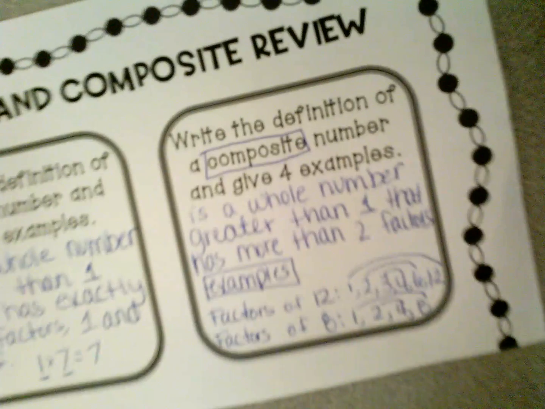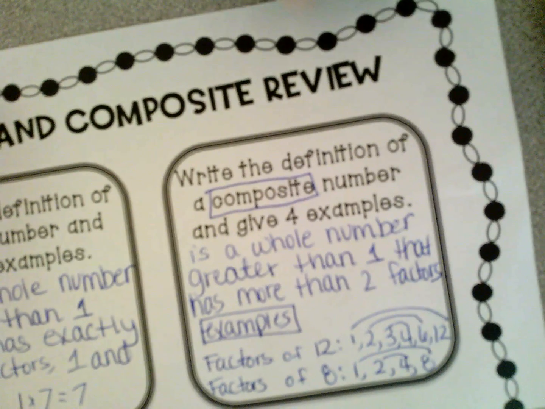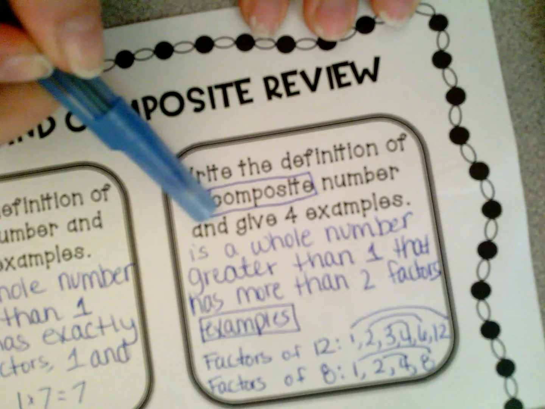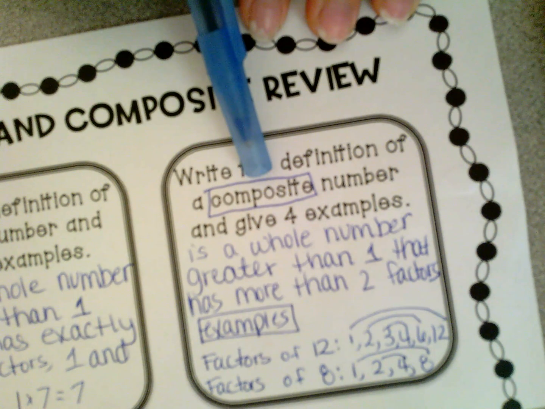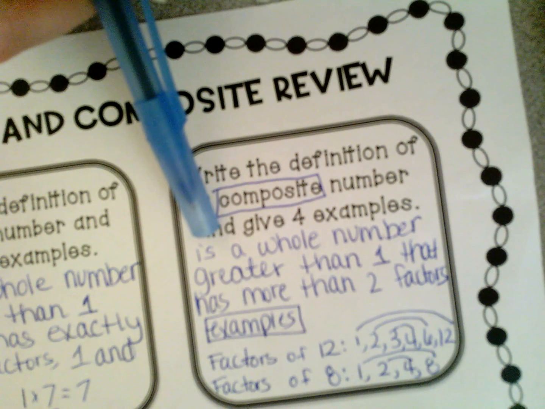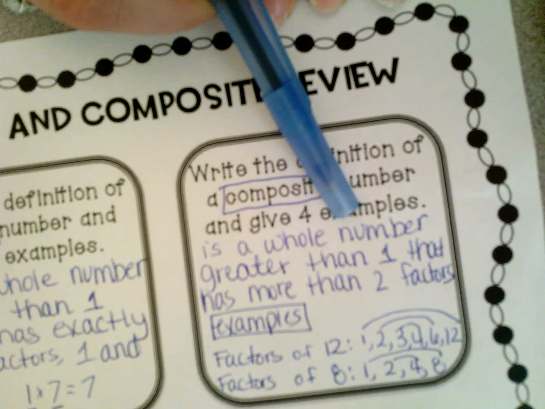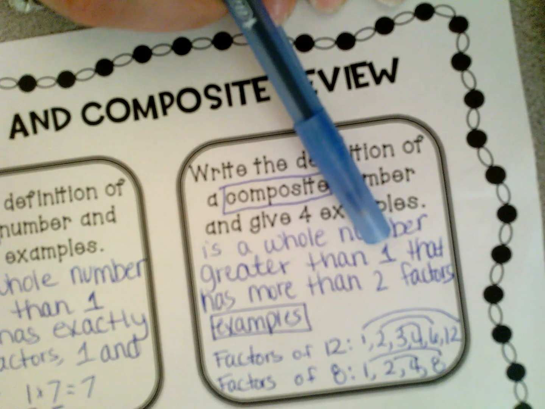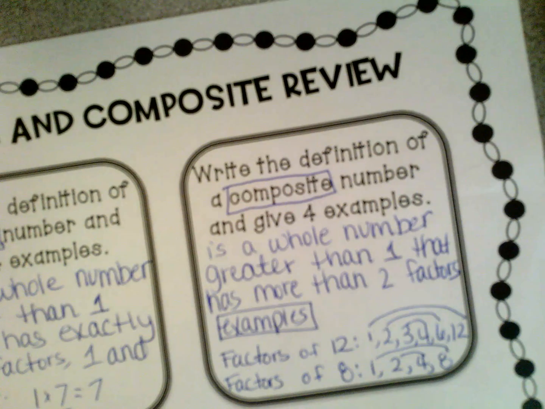There we go. Okay. So with your pencil, find the word composite in the second box and go ahead and circle it or put a box around it because we're talking about a composite number. And with your pencil, please neatly write the definition. Is a whole number greater than 1 that has more than 2 factors. You may pause this to slow it down and to write your definition.